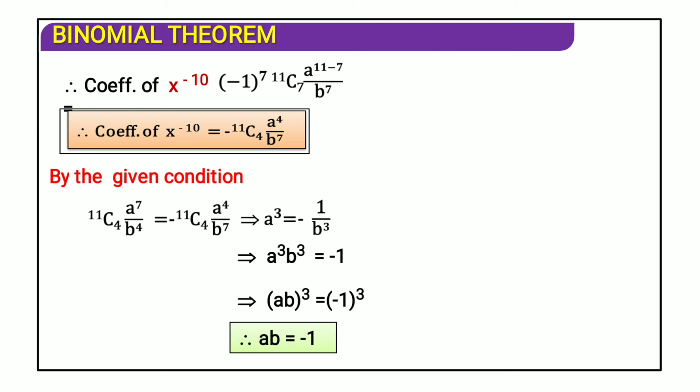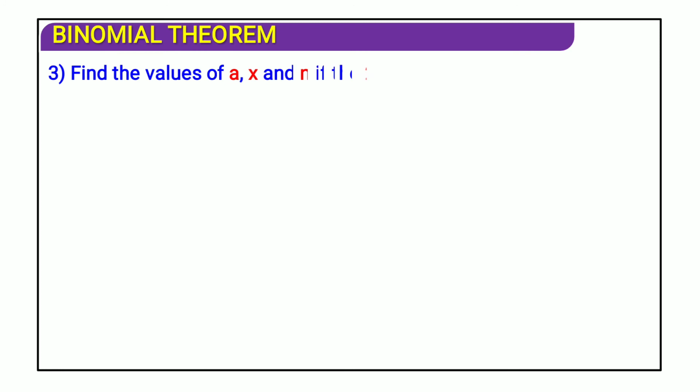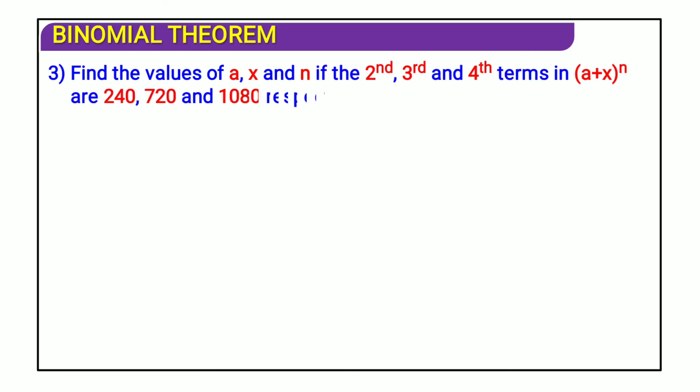Now the next question is very important according to NCERT as well as from the examination point of view of JEE also. It is generally asked in your board exam for 6 marks. The same type of question is provided in NCERT as well. Find the value of a, x and n if the second, third and fourth terms of the expansion of (a plus x) to the power n are 240, 720 and 1080.